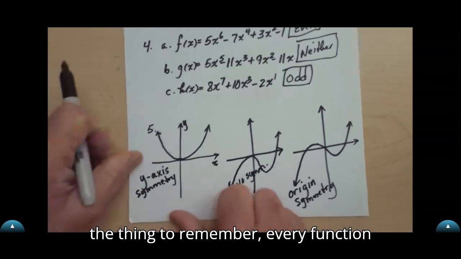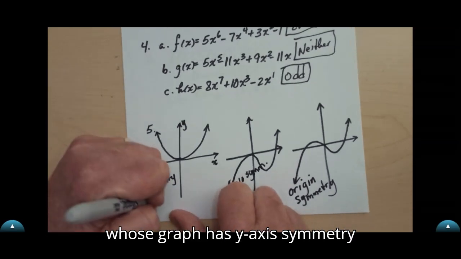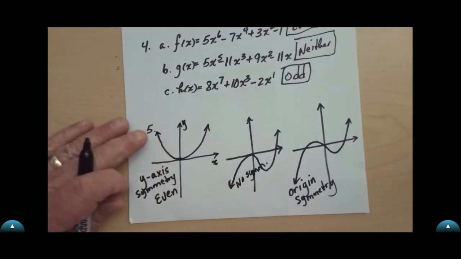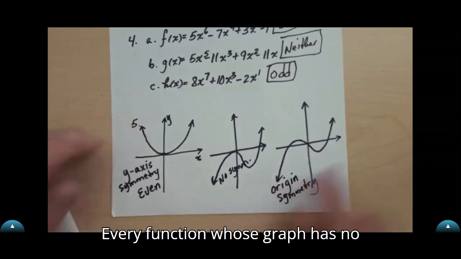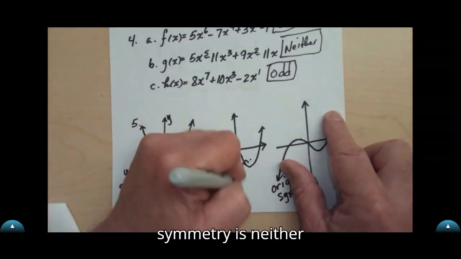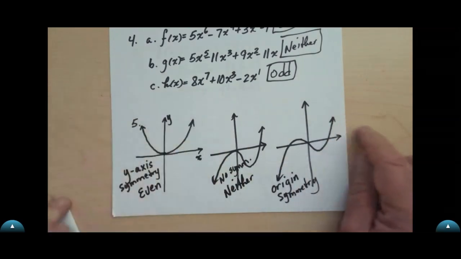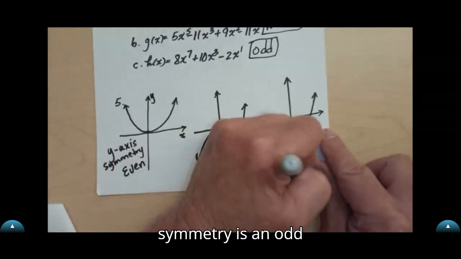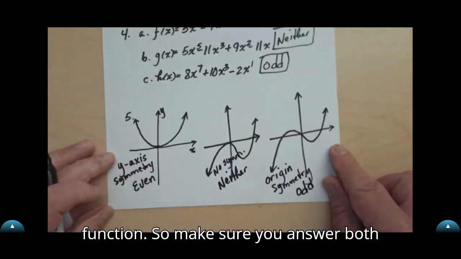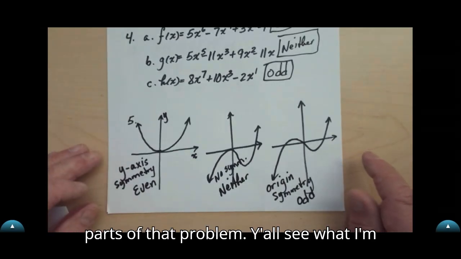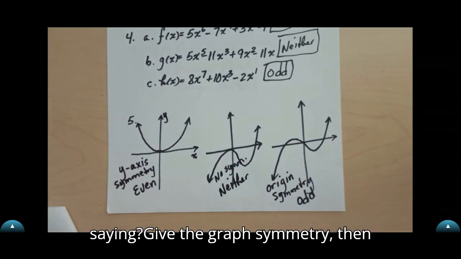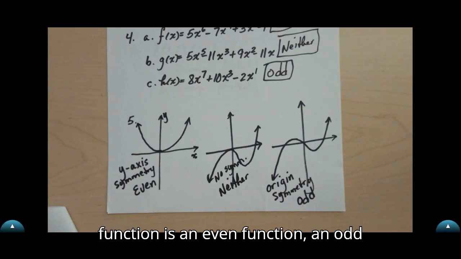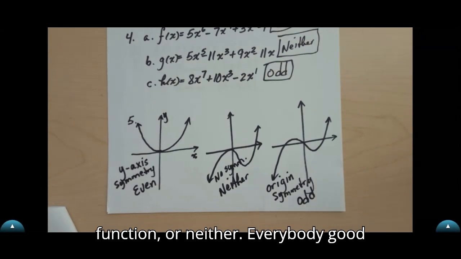So the thing to remember, every function whose graph has y-axis symmetry is an even function. Every function whose graph has no symmetry is neither even or odd. Every function whose graph has origin symmetry is an odd function. So make sure you answer both parts of that problem. Y'all see what I'm saying? Give the graph symmetry, then based on that, determine if that function is an even function, an odd function, or neither. Everybody good there?